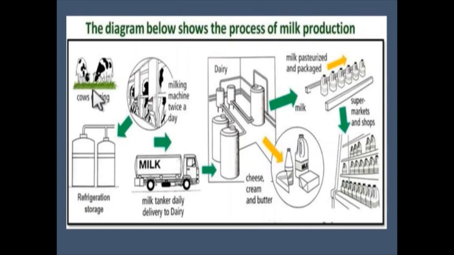So here I show a few diagrams of the process of milk production. This is when the cows are grazing, and then the milking machine is used twice a day, and then the milk tanker makes daily deliveries to the dairy factory, and then this dairy factory produces many kinds of products. So we go to the next one.